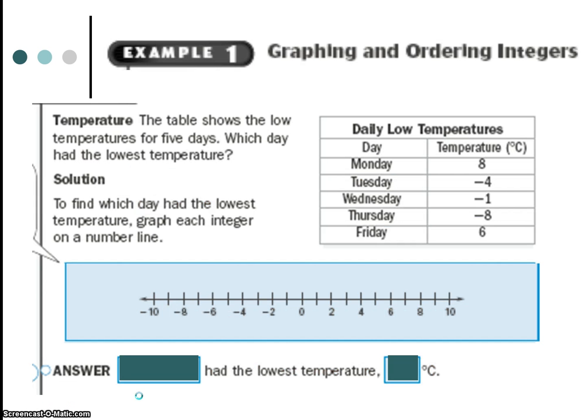Example 1. The table shows the low temperatures for 5 days. Which day had the lowest temperature? To find which day had the lowest temperature, graph each integer on the number line. You can go ahead and do that while I do it as well. Remember, you put the dot in between the tick marks. Now that you've graphed it, you can see that the lowest temperature is the one furthest to the left, which is Thursday, -8 degrees Celsius.